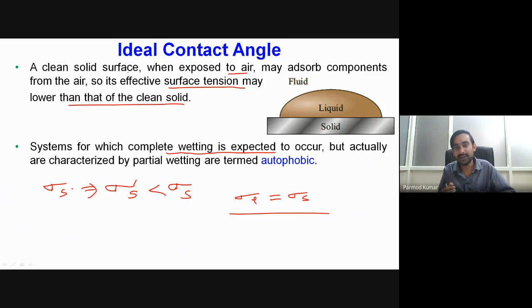But in a practical situation, when this type of surface interacts with the surrounding fluids, there will be a decrease in the value of sigma. Because of this decrease, instead of complete wetting, we will find that partial wetting occurs. So surfaces which have molecular interactions with the surroundings that decrease their surface tension are known as autophobic surfaces.